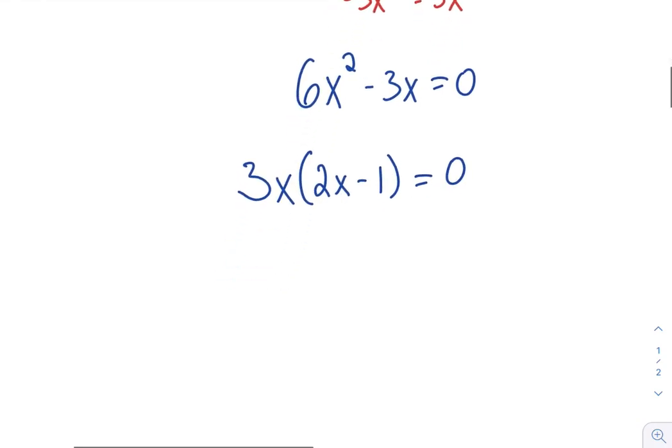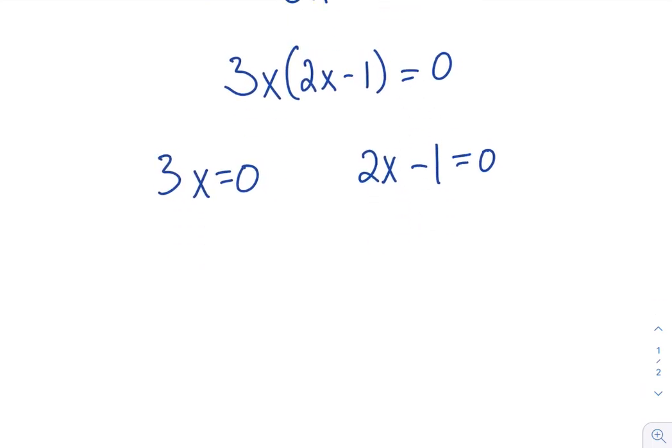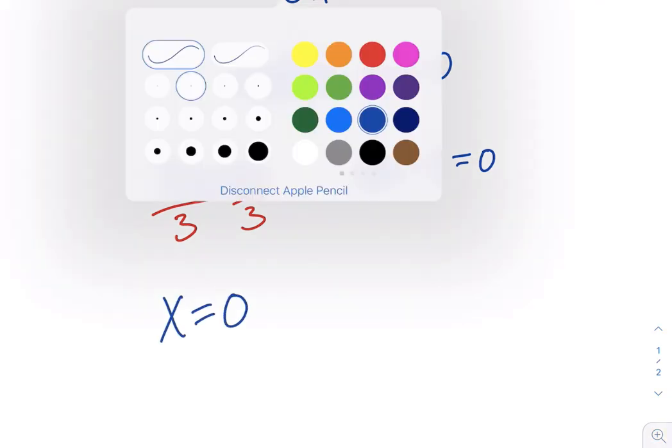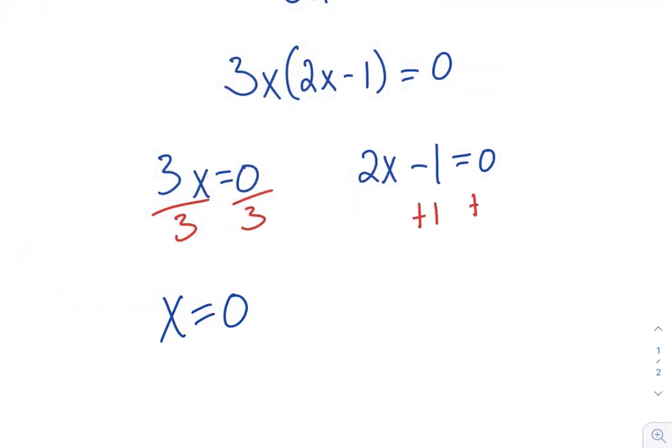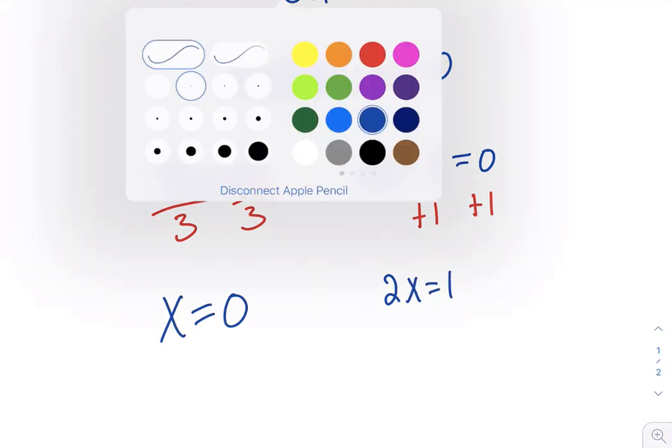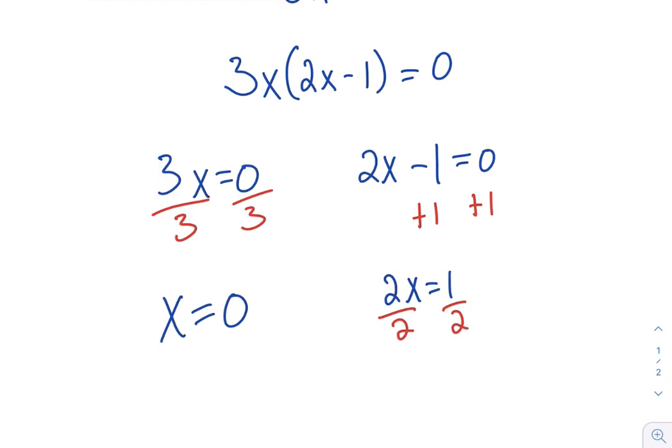So we want to find the x's that make any and all factors equal to 0. So the way we do that is we take any and all factors and we set them equal to 0. And then we solve for x because we want to know the specific x, not the whole term. So in this case, 3x equals 0. In order to solve this one, I would just divide both sides by 3. That would give me x equals 0. And then on the other side, I want to solve for x. So I would add 1 to both sides. That would leave me with 2x equals 1. And divide both sides by 2 to get x by itself. And I get x equals 1/2.